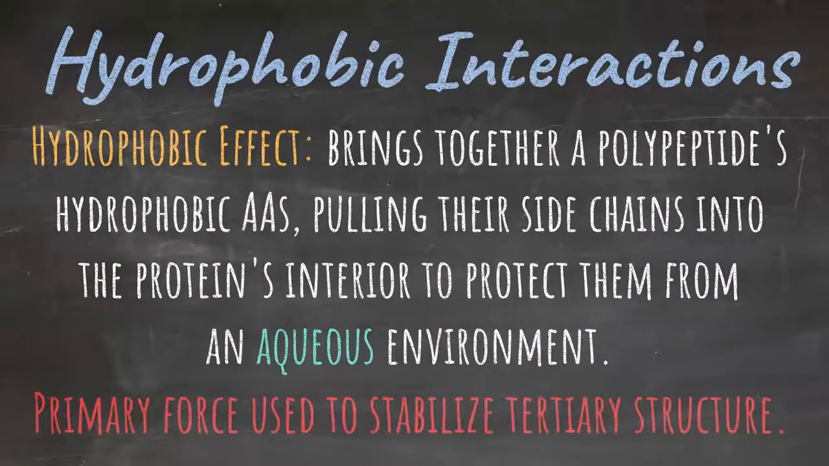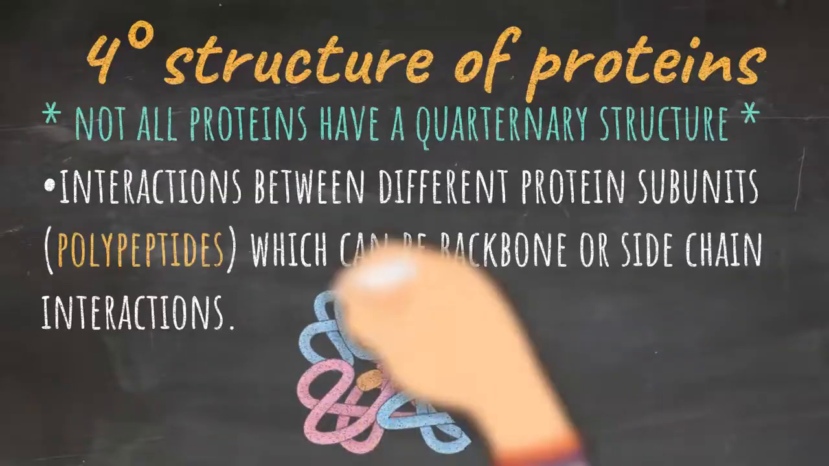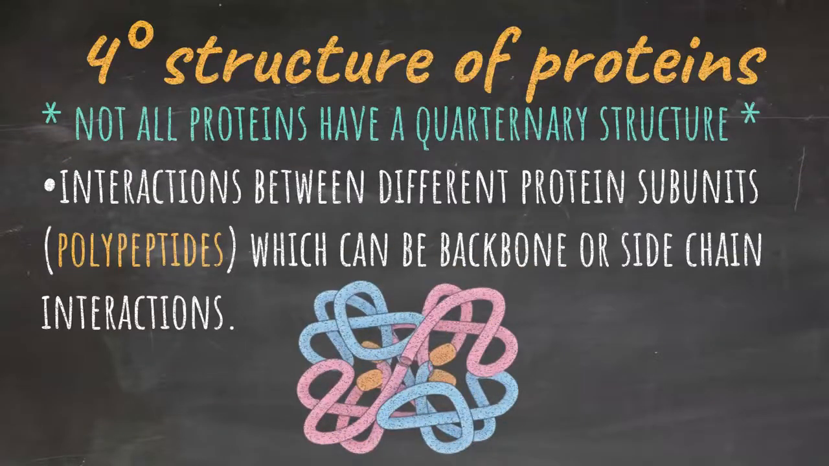So we're at the last structure of proteins, which is known as the quaternary structure. It's important to note that not all proteins have this structure. It occurs when there are interactions between two different protein subunits, for example, two separate polypeptides, which can be either backbone or side chain interactions. So for an example, covalent disulfide bonds formed between two cysteine residues contribute to a quaternary structure.